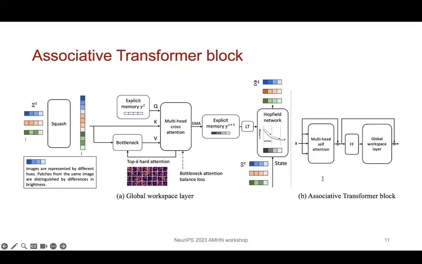We then call this associative memory augmented attention layer the global workspace layer, and the architecture is called the associative transformer block. This layer can be viewed as an additional component integrated in the traditional vision transformer block.